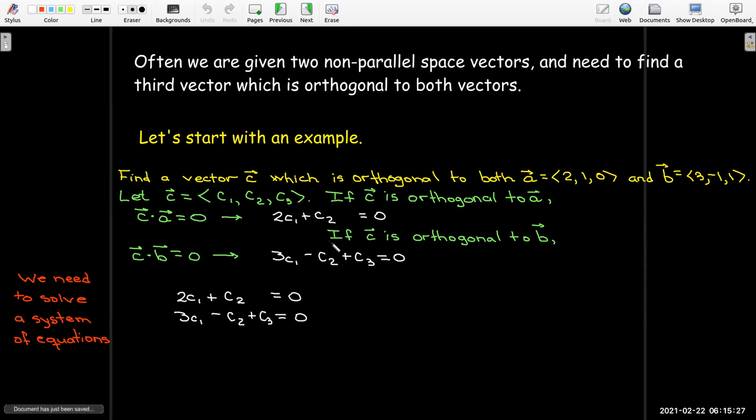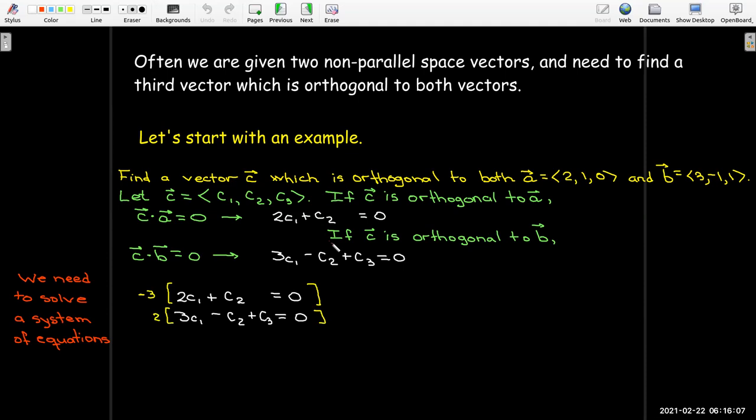Now, that makes sense based on the geometry of this problem. If you have a vector which is orthogonal to A and B, well, if I multiply that vector times any scalar, whether it's positive or negative, I'll get a new vector, and it'll still be orthogonal to A and orthogonal to B. So it makes sense that we should have infinitely many solutions. But we're not interested in finding all of the solutions, we just want to find one solution.